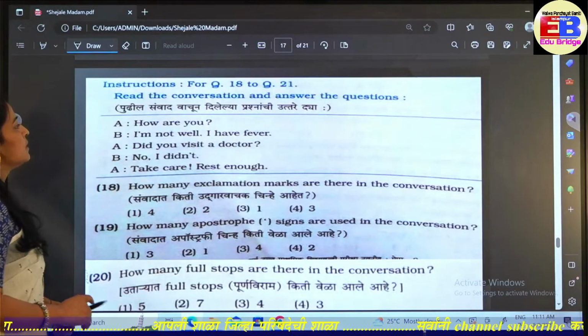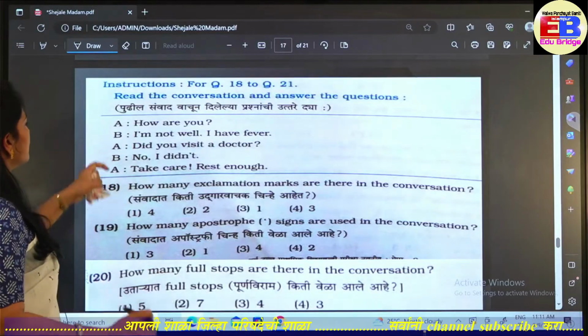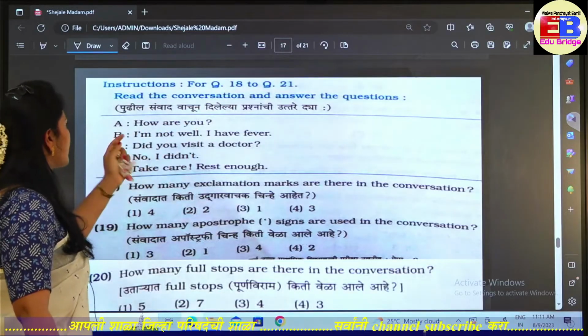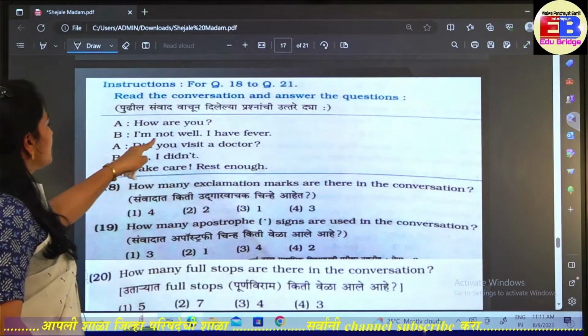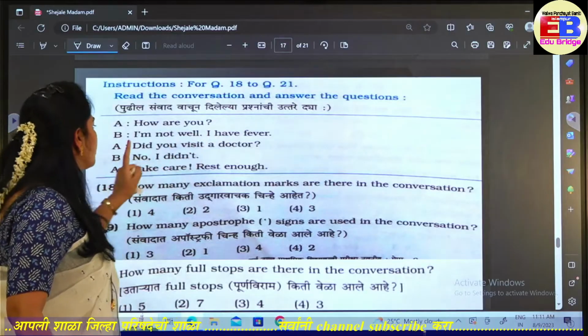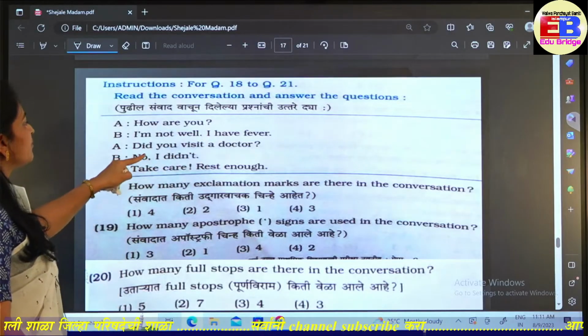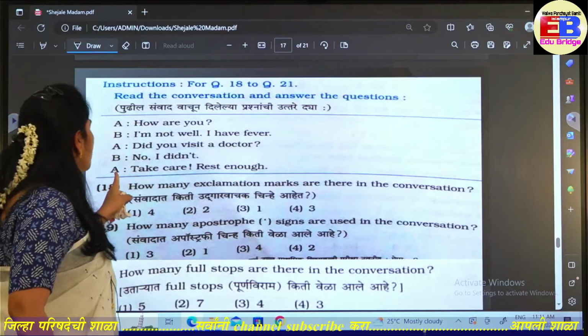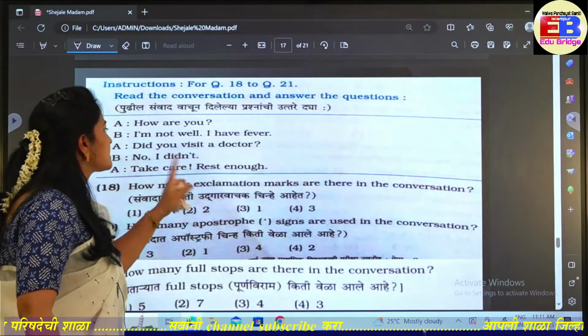So here are the 2 characters, A and B. A says, how are you? The question mark is given. B says, I am not well. I have fever. A says, did you visit a doctor? B, no, I didn't. A, take care, rest enough.